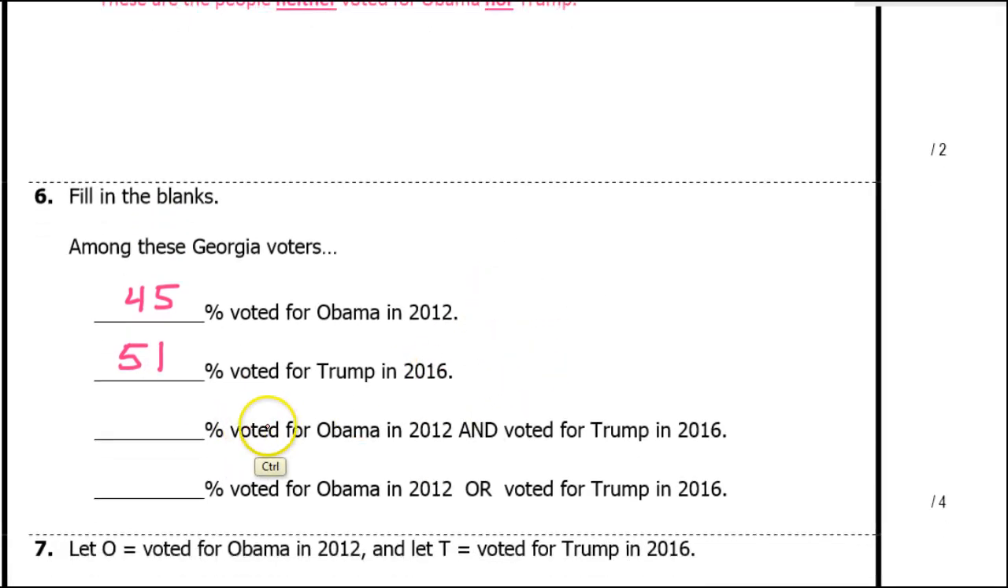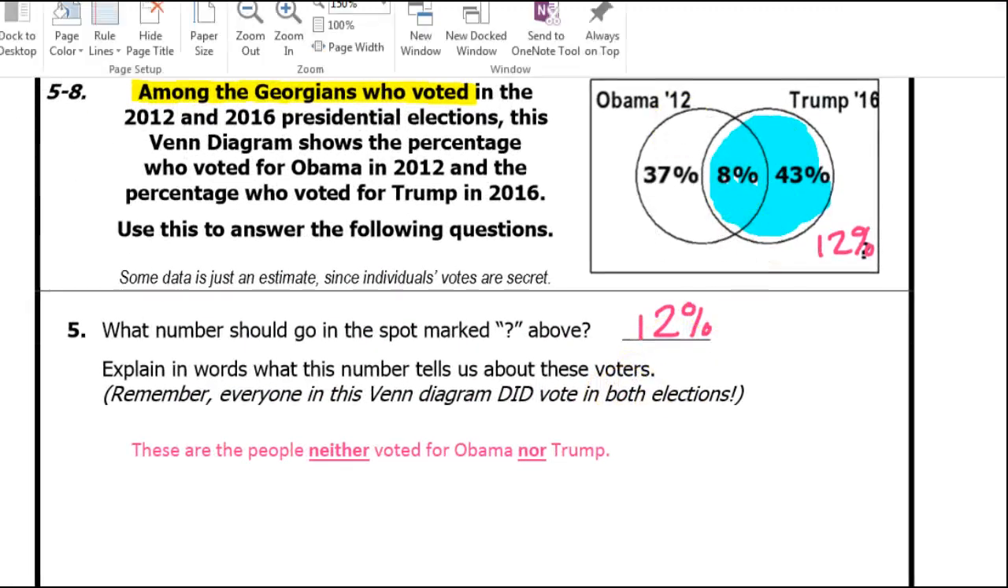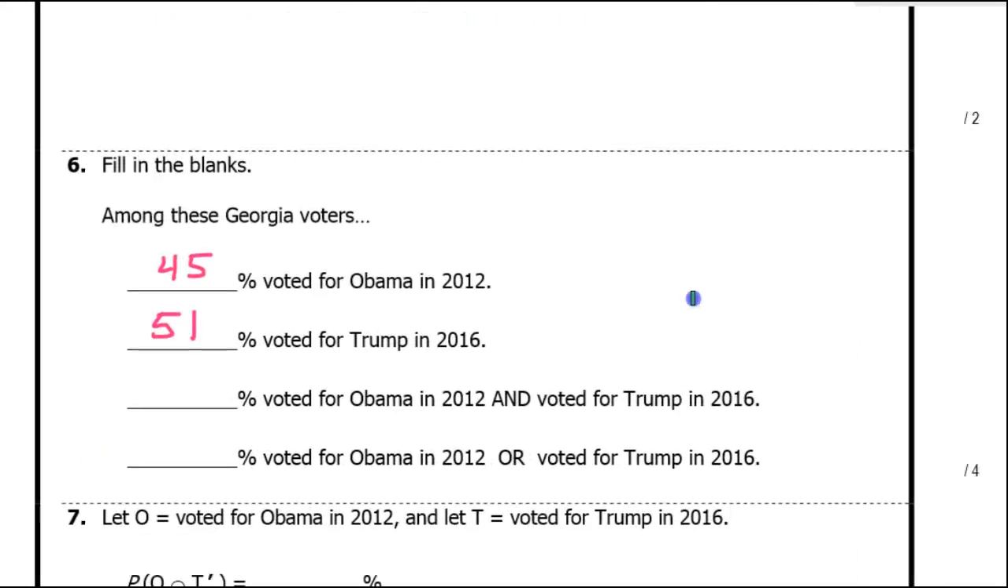What percent voted for Obama in 2012 and voted for Trump in 2016? Well, that's going to be the overlap between the two sets, of course. Most people got this right. These are the people who voted for Obama in 2012 and voted for Trump in 2016, 8%.